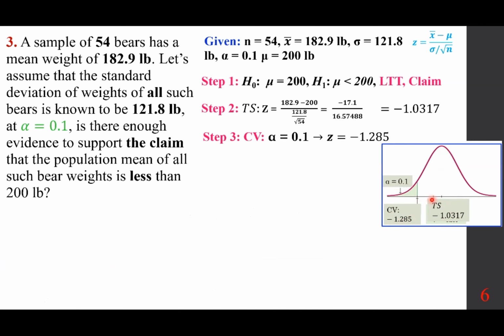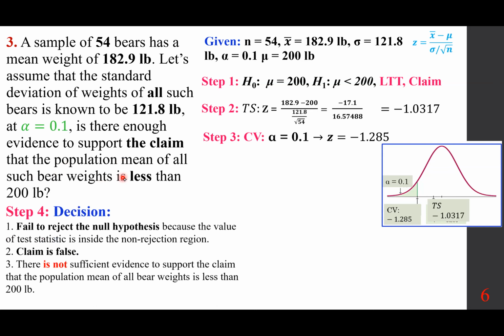Therefore, fail to reject the null hypothesis. Why? Because the test statistic is in the non-rejection region. So if you don't reject the null hypothesis, you're rejecting the alternative. Therefore, anything that goes with that is rejected. The claim is rejected, which makes the claim false. And then you write down, there is not sufficient evidence to support the claim, and you just pick it up from here and do the writing.